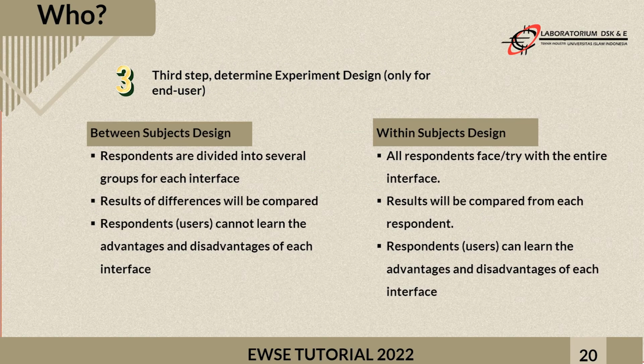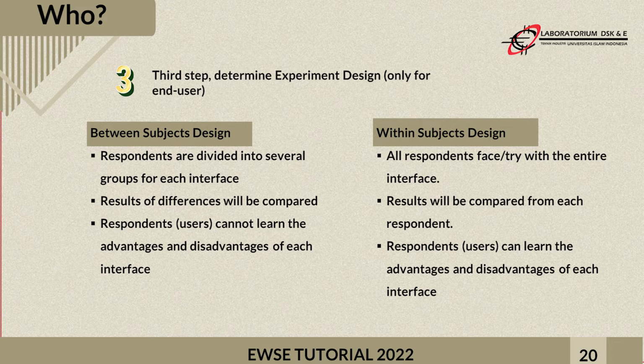Now the third step, determine experience design. And this is only for end users. There are two kinds of experience design, between subject design and within subject design. The characteristic of between subject design is that respondents are divided into several groups for each interface. The result of differences will be compared.